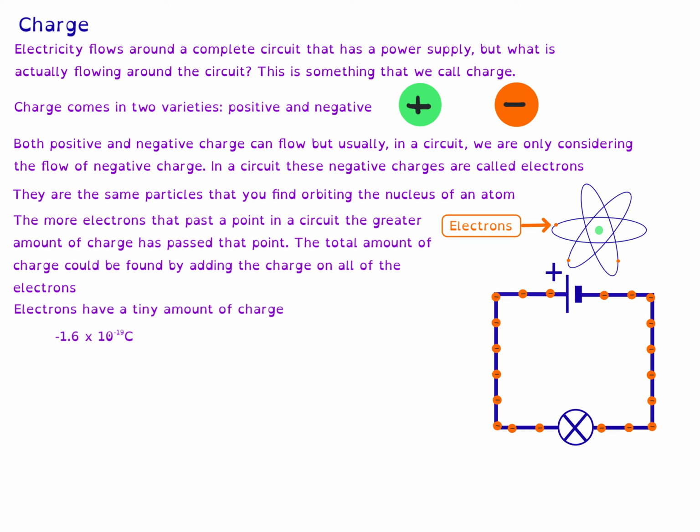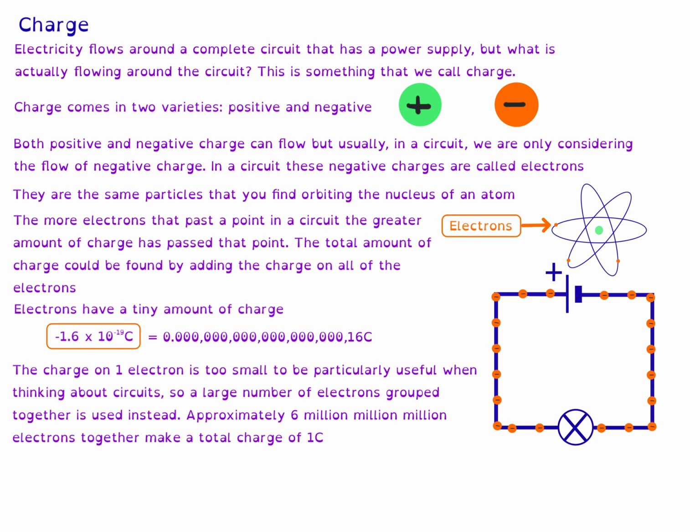Electrons have a tiny amount of charge. It's minus 1.6 times 10 to the minus 19 coulombs, or 0.000... a whole lot of zeros... 16 coulombs. From this, you can see why standard form is useful.